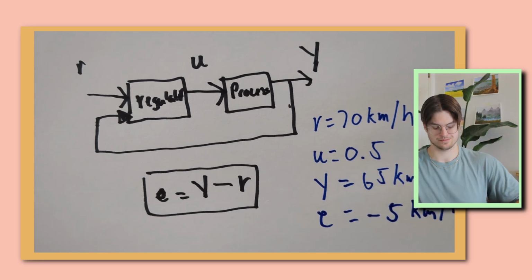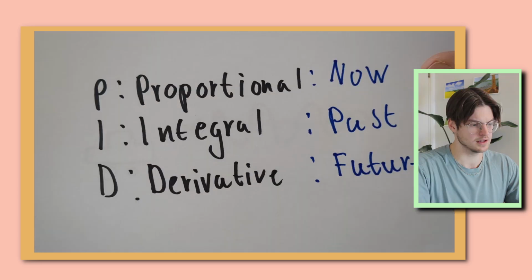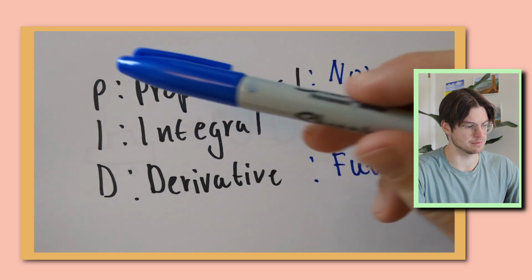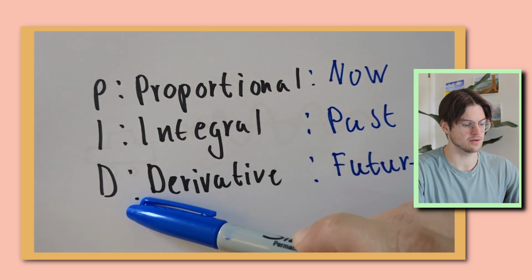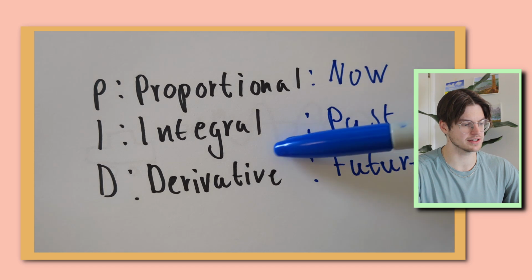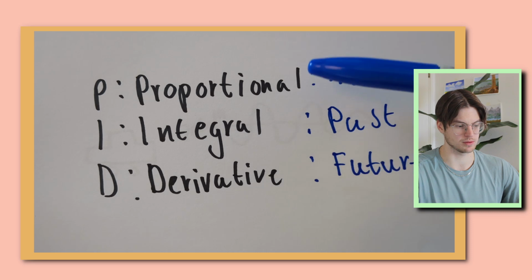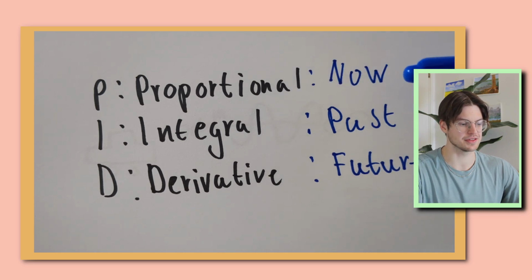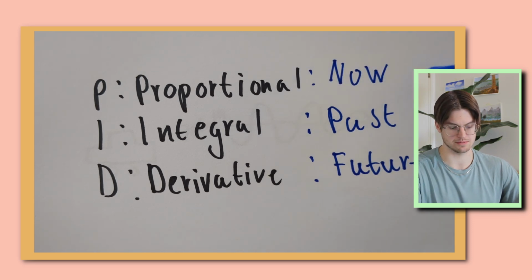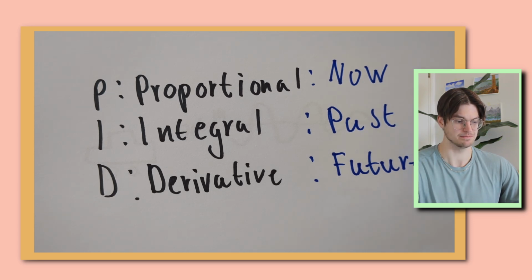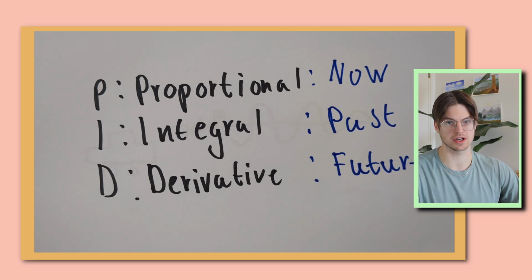Okay, so a PID regulator has 3 parts. It has the P, I, and D parts, which are the proportional, the integral, and the derivative parts. And they all aim to solve different problems. I like to think about these parts as the now and the past and the future. Why will become apparent, but let's start with the first part now, the P part.